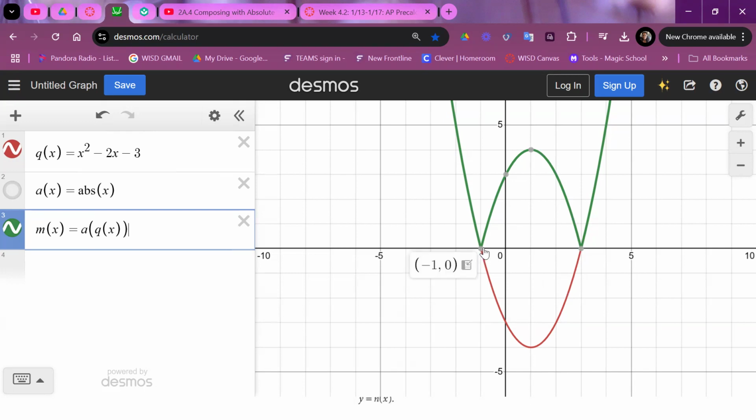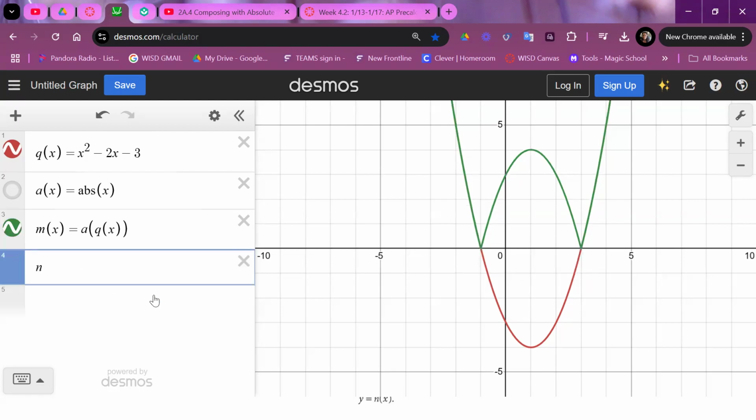The values that didn't change are the values to the left of -1. So values that are less than -1 stayed the same, and values that are greater than or equal to 3 stayed the same. And the ones that changed, that reflected over the x-axis, are between -1 and 3. Do we see that? Okay. So the next one is n of x.